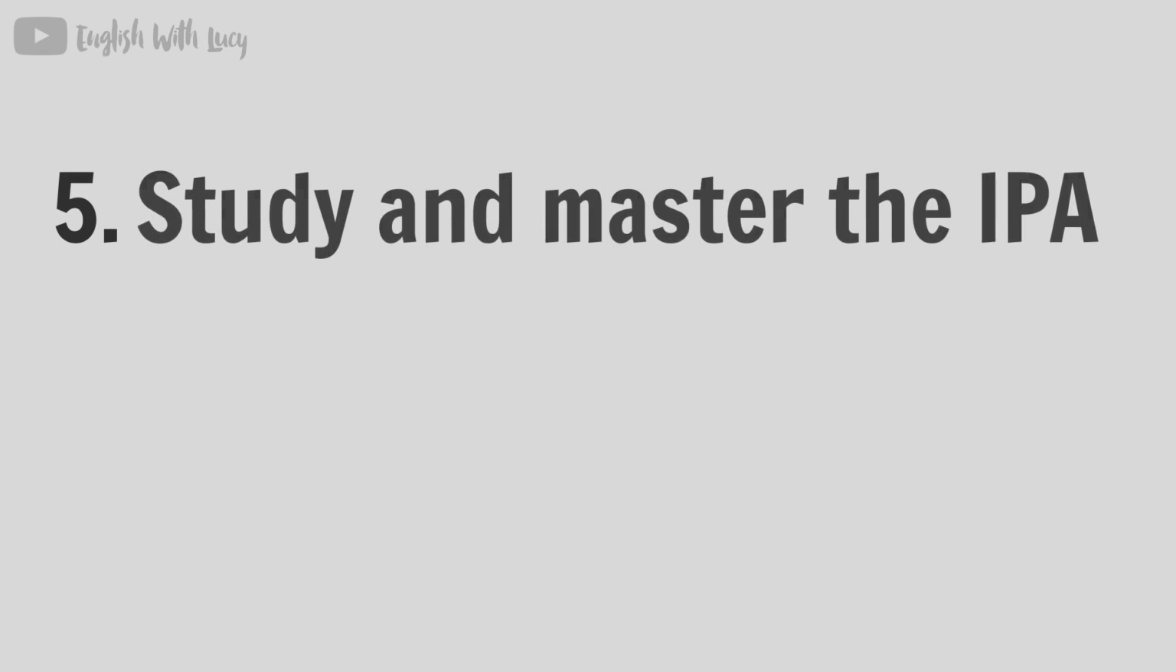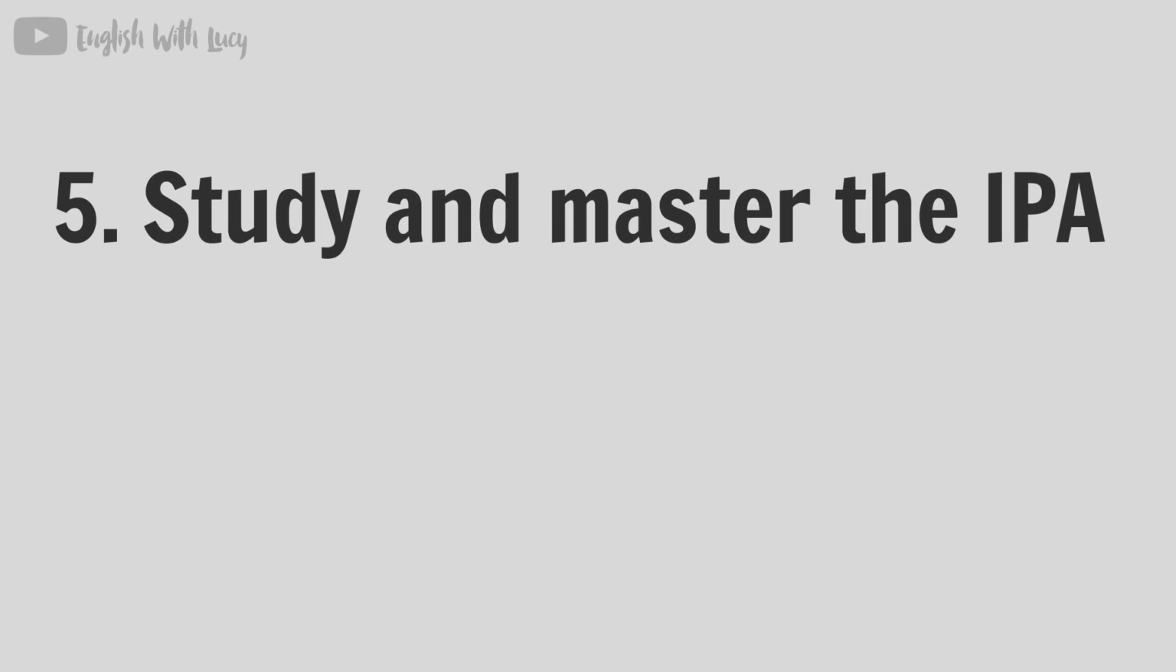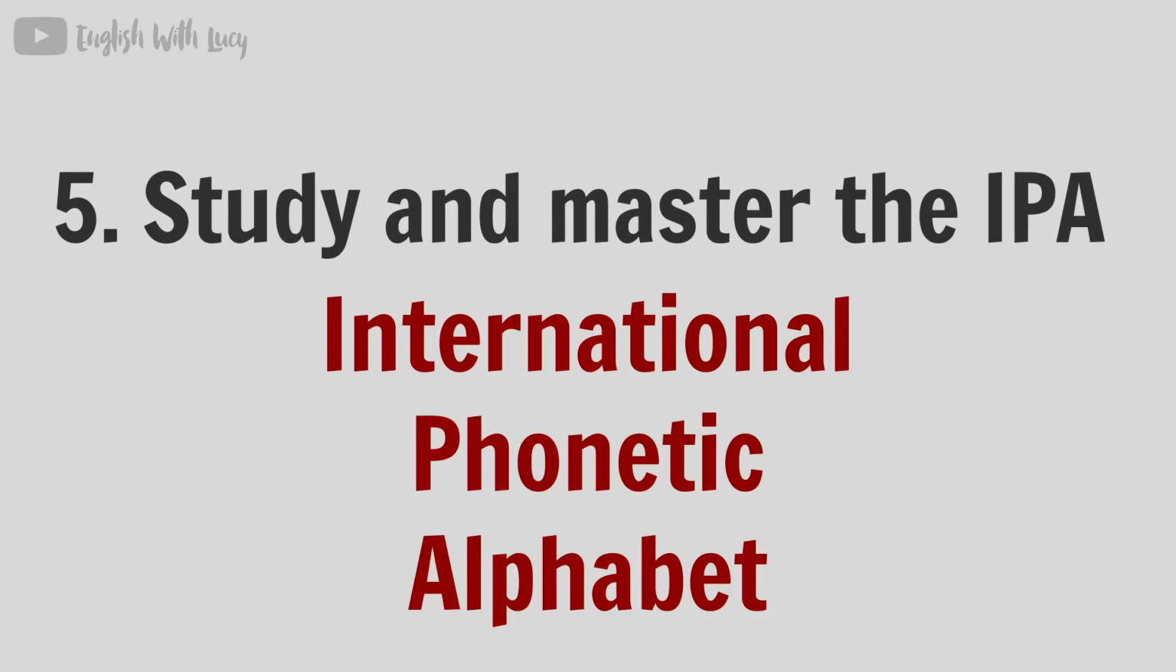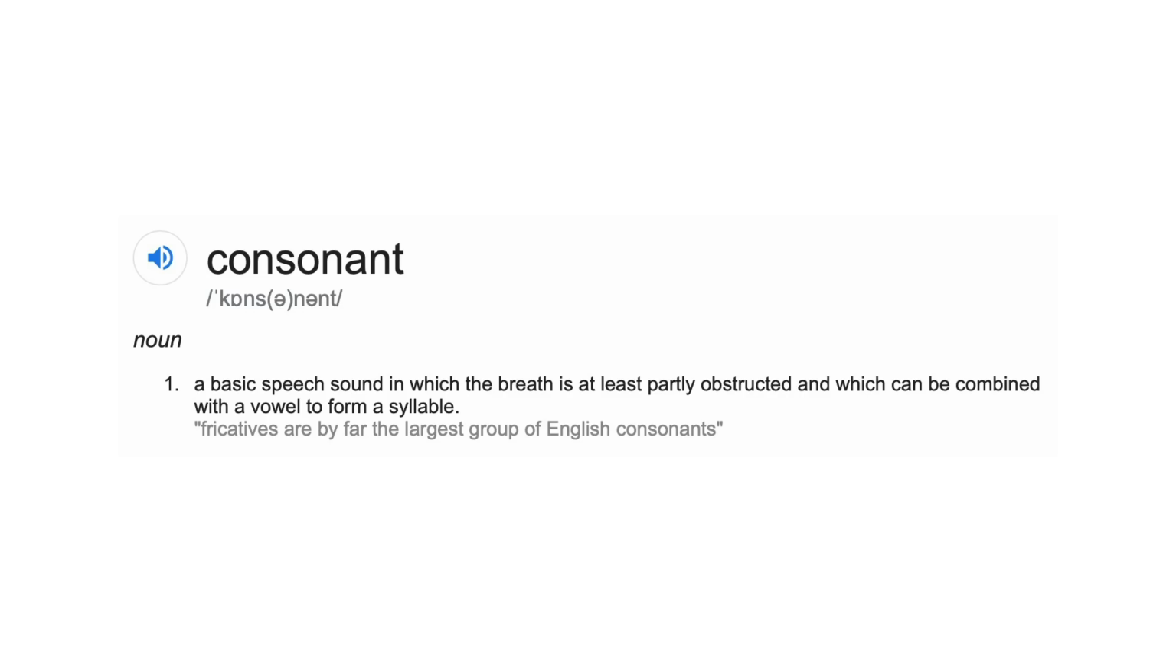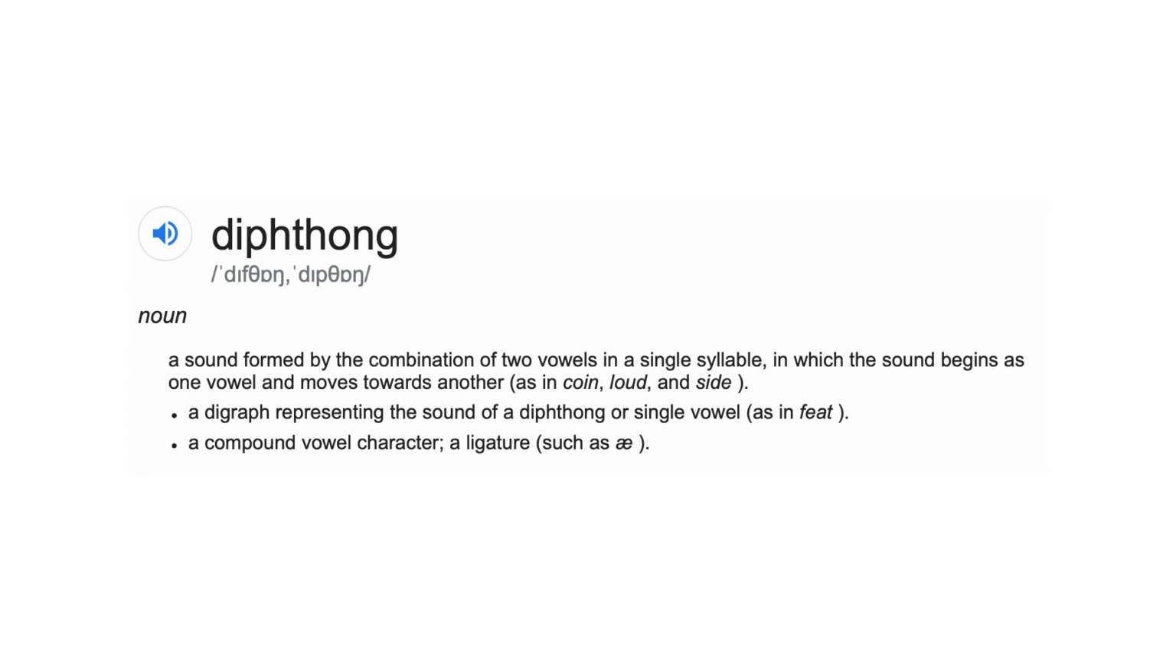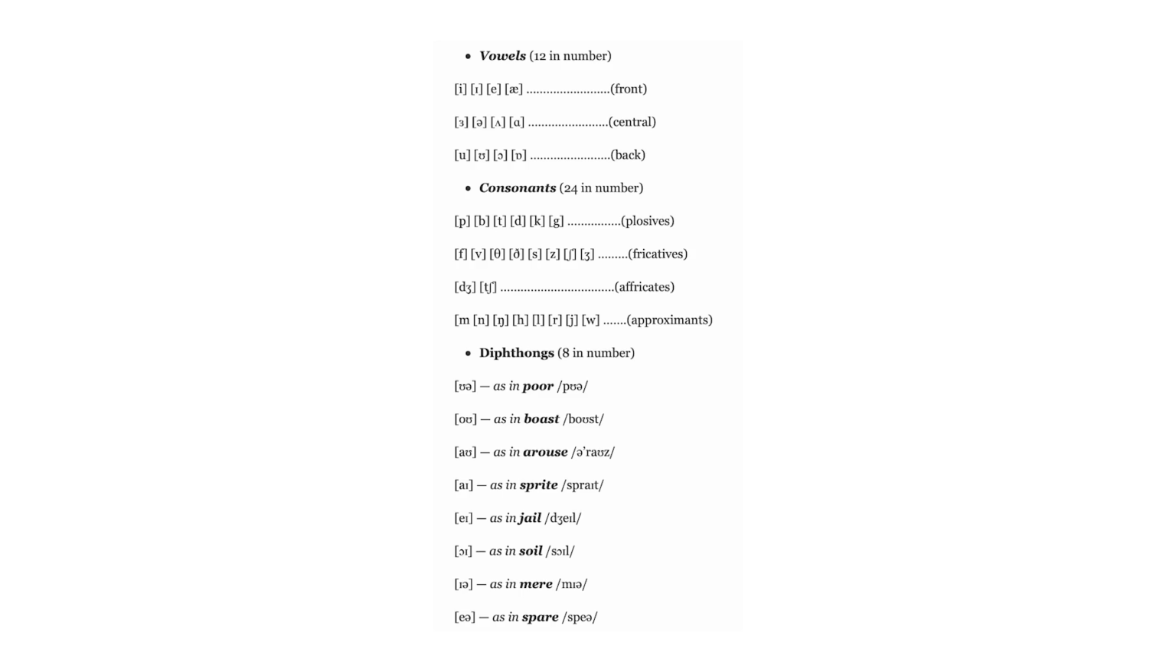Number 5, possibly the biggest tip that I'm going to give you, so listen carefully, it's to study and master the IPA, the International Phonetic Alphabet. If you want to achieve perfect English pronunciation, then you need to master each consonant, each vowel, and each diphthong. You have to know every single one.